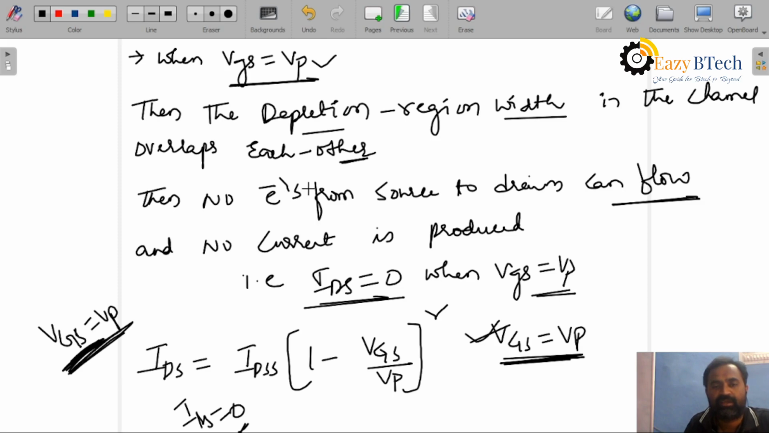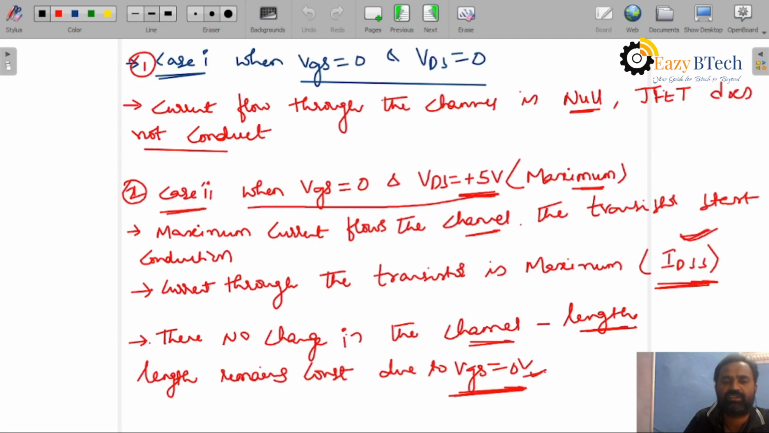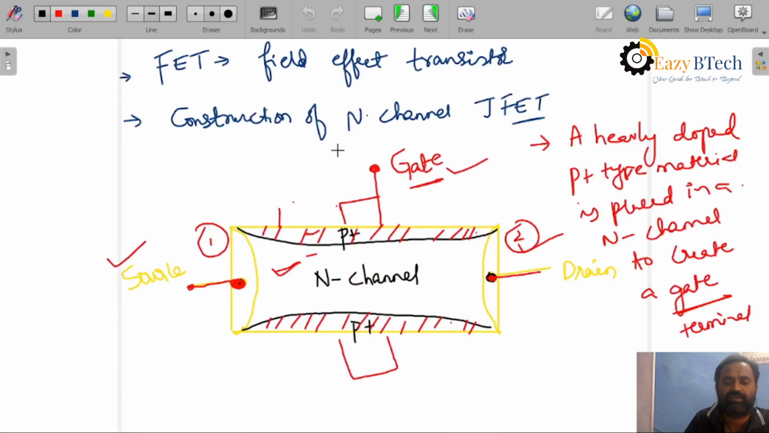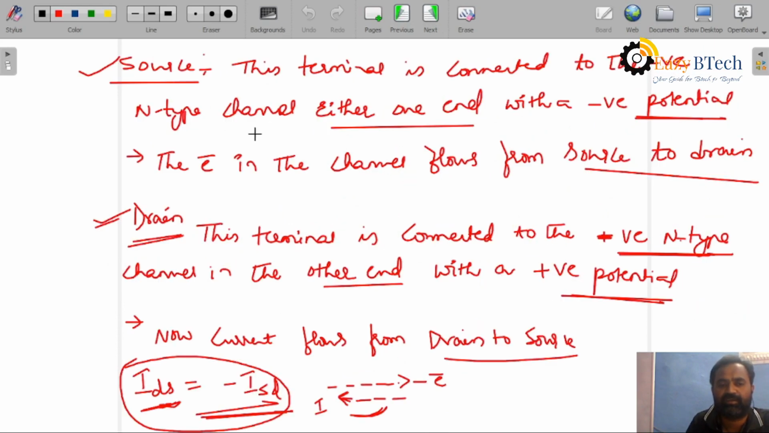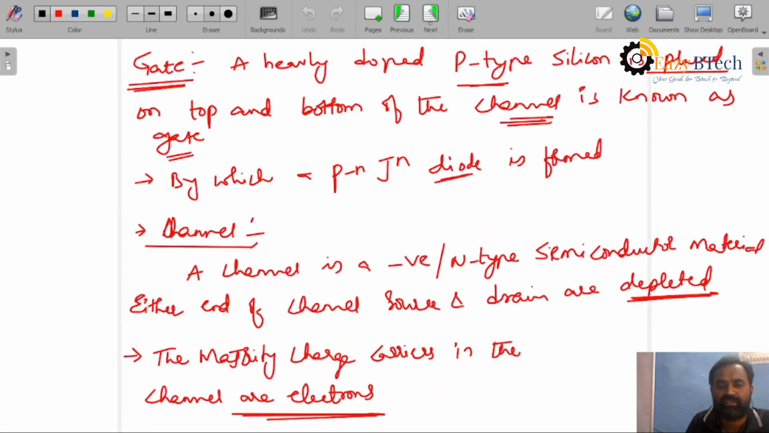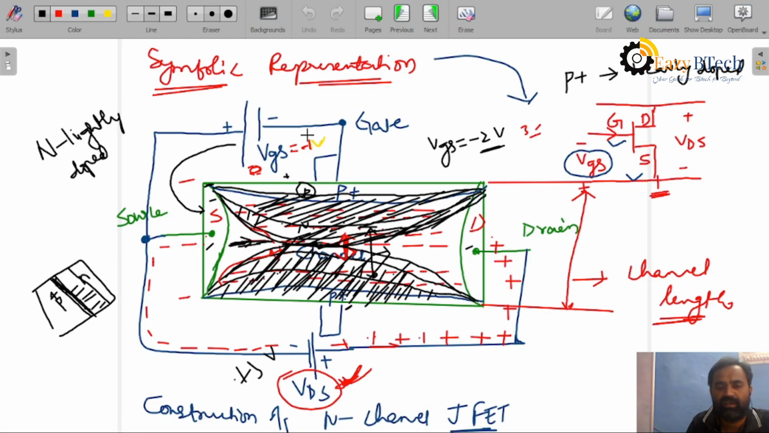Okay, students, this is about the construction of n-channel JFET. This is the construction of n-channel JFET, how it is operated, what the gate, drain and source terminals are, the channels, and how channel length modulation occurs.